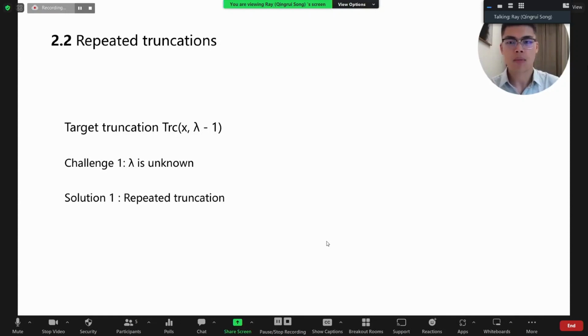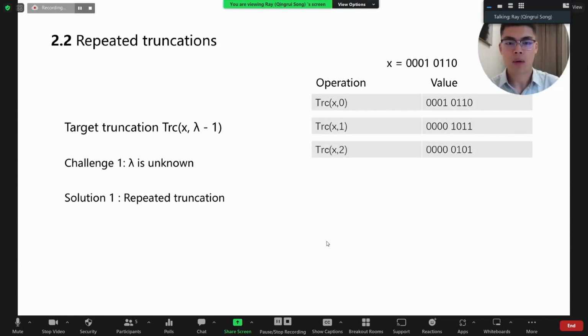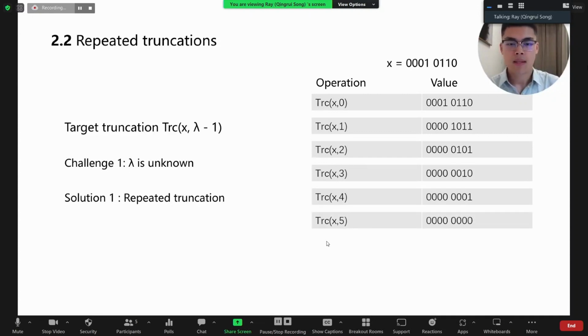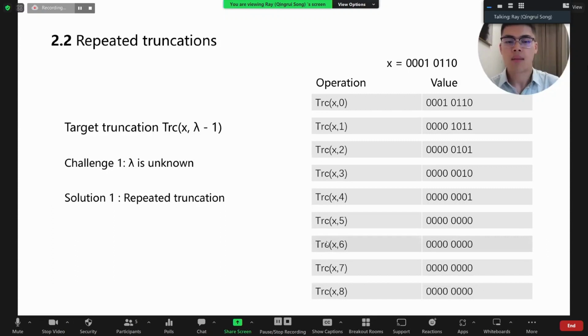So what we can do is perform Lx plus 1 truncations, starting from truncating 0 bit and increasing by 1 bit each time. Basically, we iterate through all possible truncations to ensure that our target truncation, which is highlighted in pink, is included in the results array. And by doing this, it seems like we have addressed our first challenge.